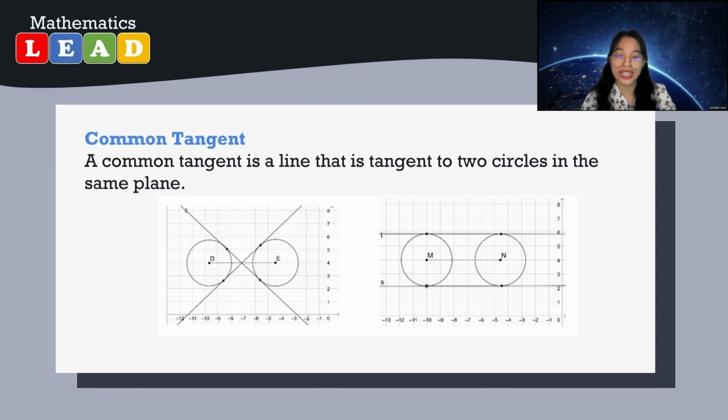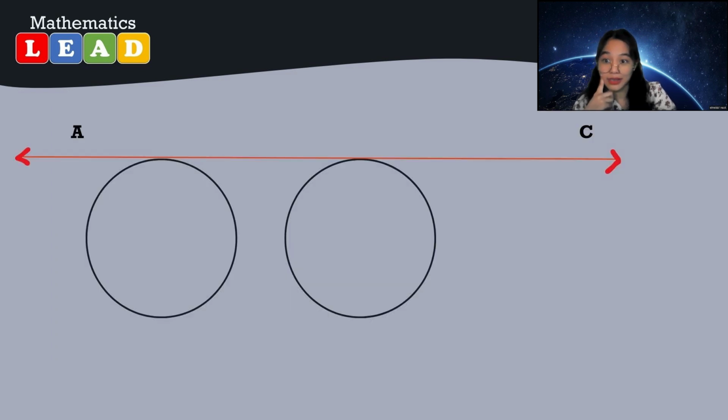Now, let's move on to the common tangent. A common tangent is a line that is tangent to two circles in the same plane. So here we're going to use two circles, and if these two circles are tangent to one line, for example here, then you know that this line is the common tangent. For this case, line AC is the common tangent because it is tangent to two circles.